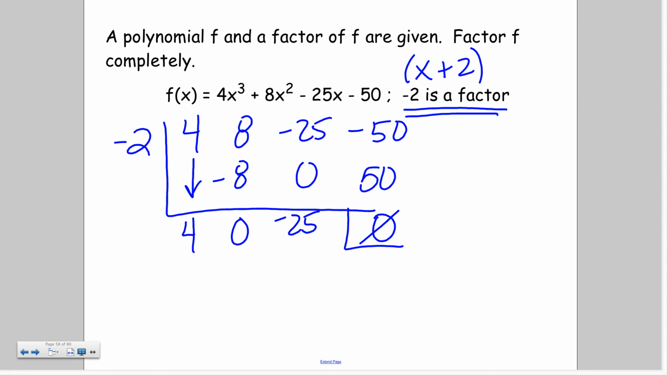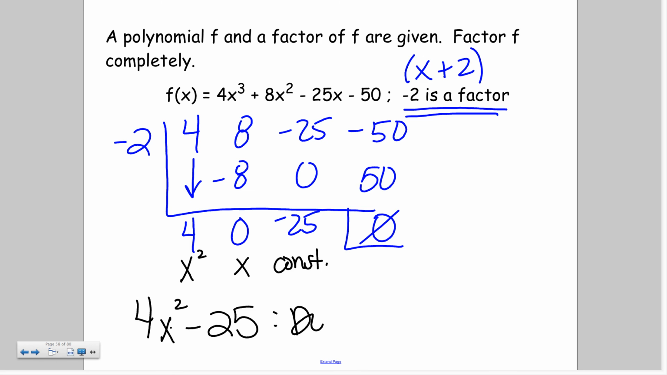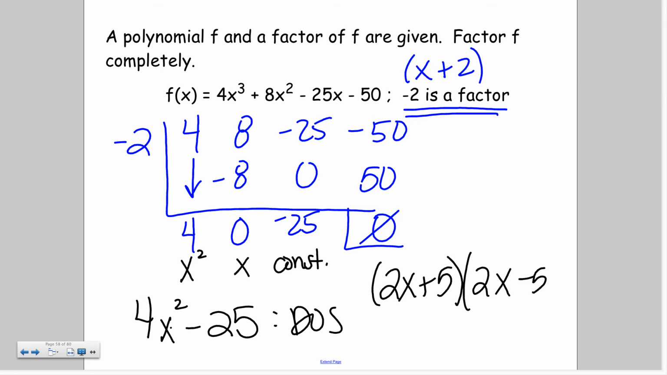Again, we've proved that negative 2 is a factor. So now we've got x squared, x, and the constant. So 4x squared, I'm not going to write 0, minus 25. Now, that is a difference of squares. So I'm going to take the square root of both. So that's going to be 2x plus 5. Then I'm going to do the same thing with a minus. Then I have to go back up and remember that is also a factor.